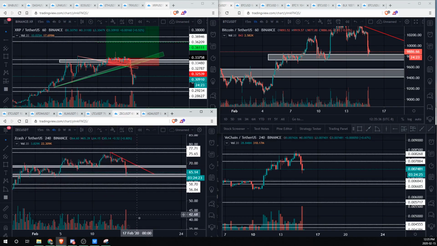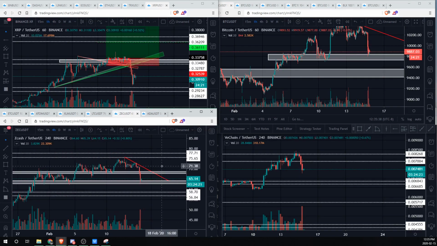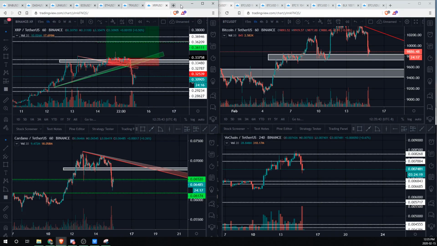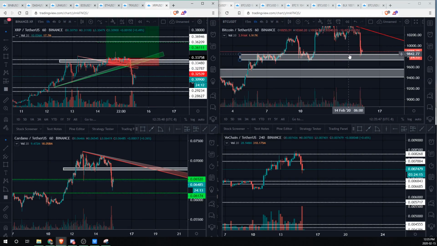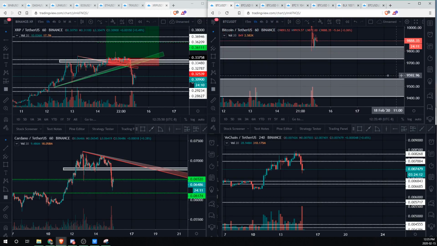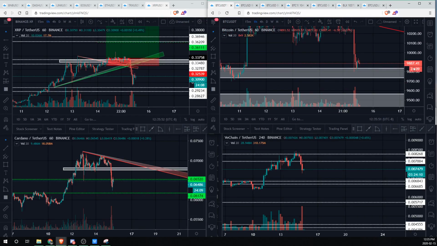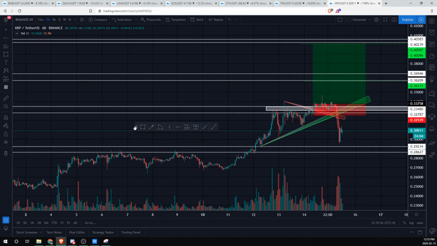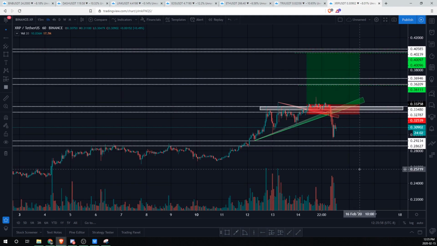ZEC does look pretty good too if we are able to break that descending zone. So that's something that we will be looking at. And let's do our final explorer here. I guess you could just take a quick look at BTC. Getting a little sell pressure, nothing crazy. So let's do our analysis for the last handful of pairs here.